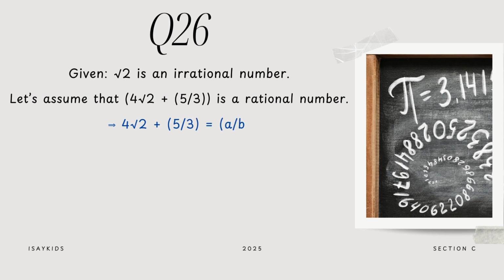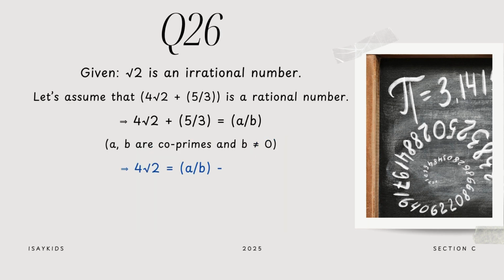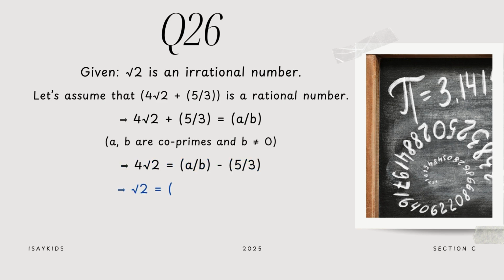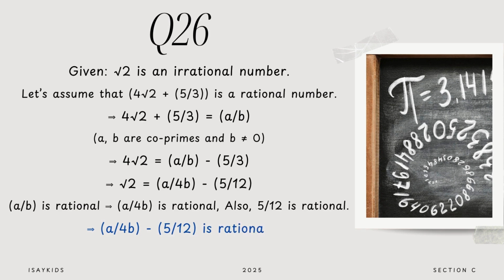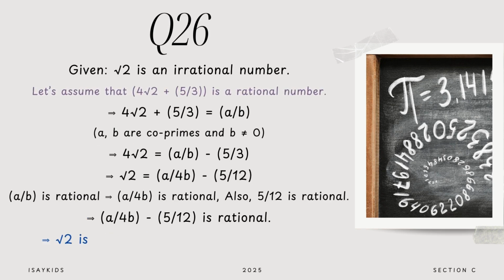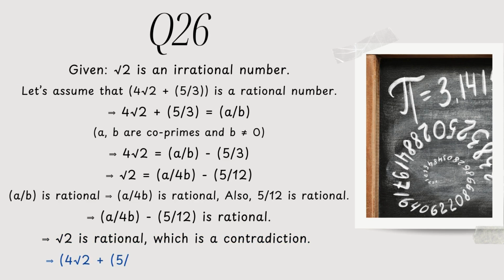If we denote this rational number as a by b, where a and b are co-prime integers and b is not 0, we can rearrange our equation. This leads us to 4 root 2 is a by b minus 5 by 3. From here, we can isolate root 2 and express it as root 2 equal to a by 4b minus 5 by 12. Since we know that both a by 4b and 5 by 12 are rational, it follows that the difference must be rational. This conclusion, however, suggests that root 2 is rational, which directly contradicts our starting point. Thus, we've proven that our assumption was incorrect, and therefore 4 root 2 plus 5 by 3 must indeed be an irrational number.